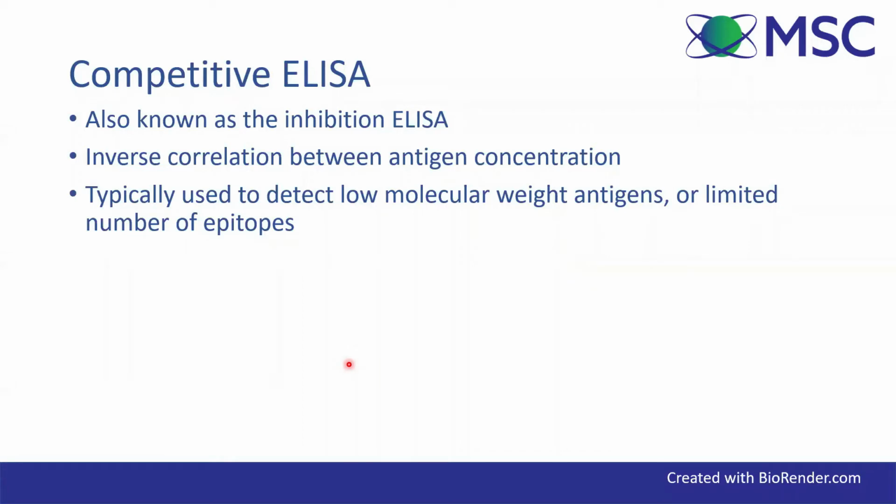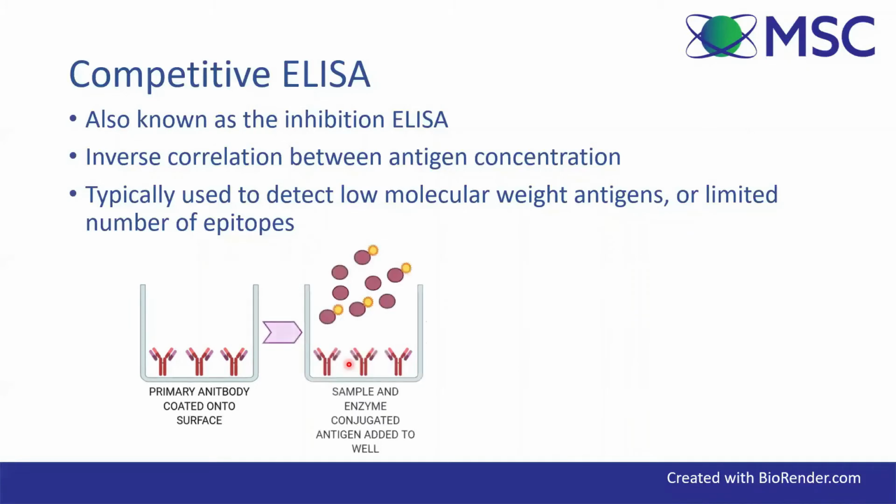So I'll go through that in a little bit more detail. This assay is usually used for detecting low molecular weight antigens, for example, hormones, or for those samples that got limited number of epitopes. So what you have in this situation is you'd still have the primary antibody coated onto the surface. Now in the next step, you actually add a mix of your sample with your target antigen, but conjugated to a signal. And this is of a known concentration, so you know how much is in there.